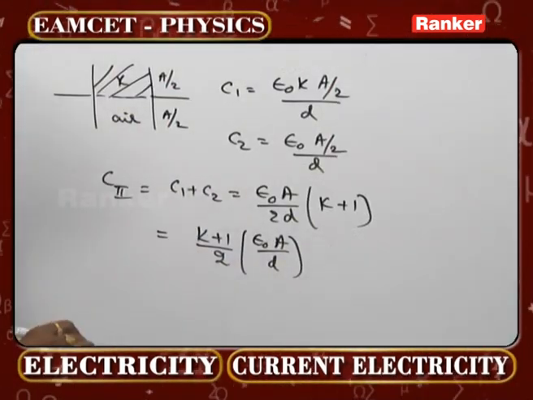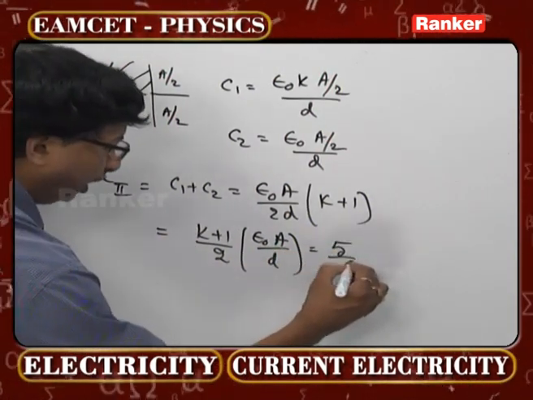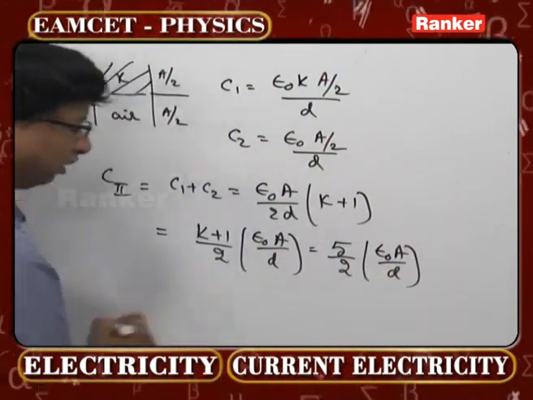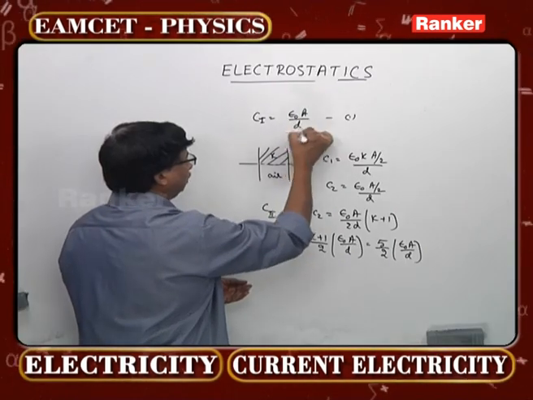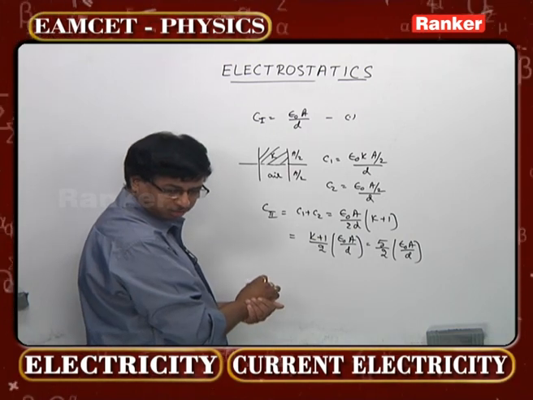What is the given value of K here? It is given 4. So 4 plus 1, 5 by 2 into epsilon naught A by D. That is the concept. But you can all understand, according to the first equation, is not epsilon naught A by D is C1, please. So what to write now in this particular case?